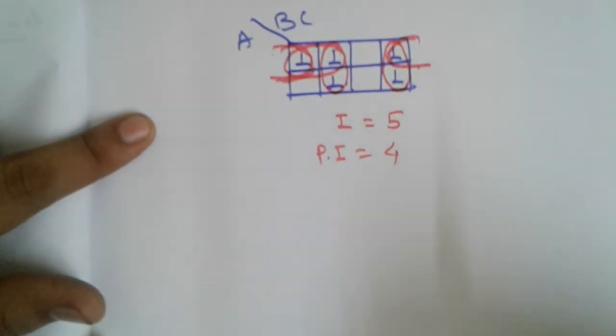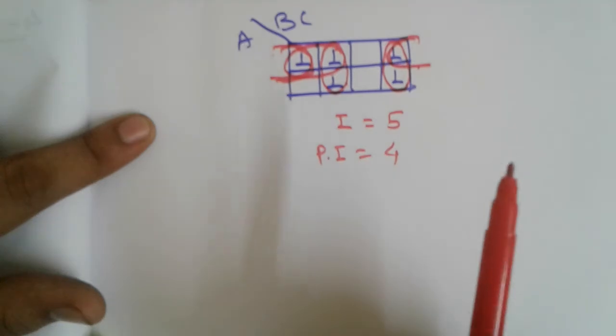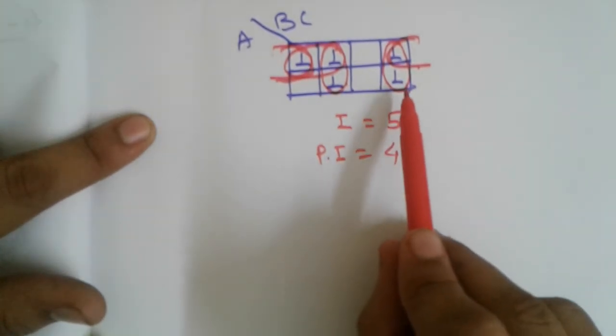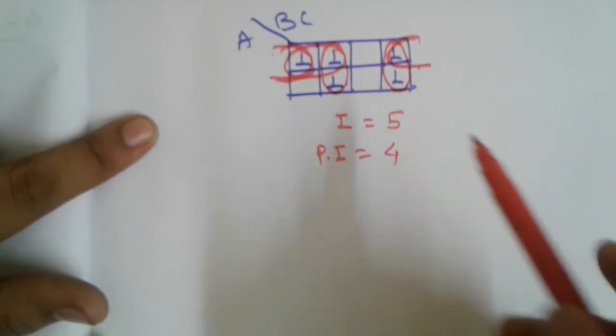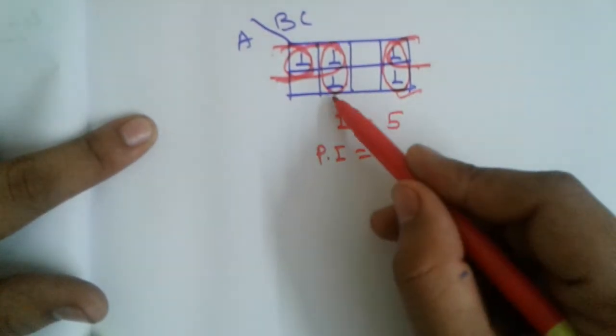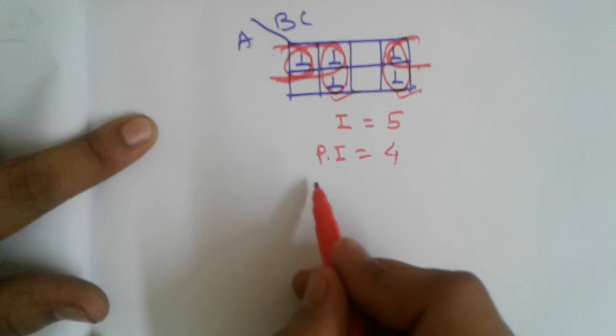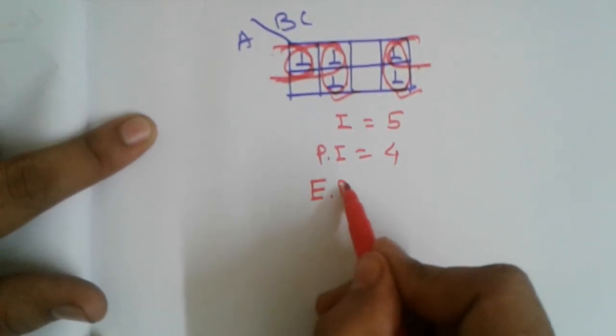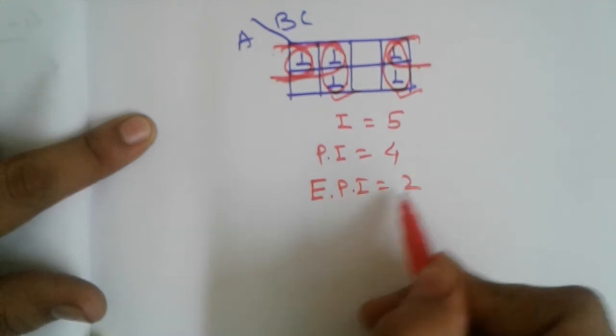And the essential prime implicant, as I have said, is the implicant which is covered only once. So these two have been covered only once. So for this K-map we have two essential prime implicants.